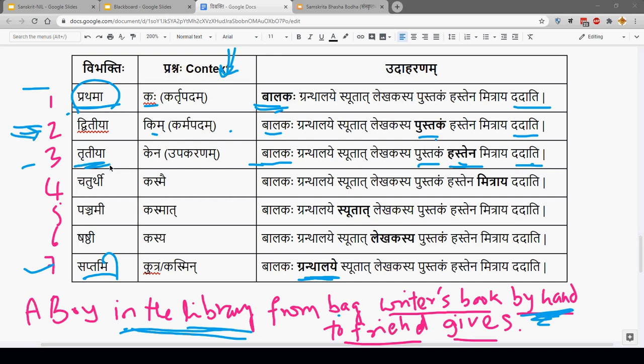Okay. So similarly the next one, okay, Giovanni again, read the same sentence. Yes, sorry. Balakaha grantalaye syutat lekakasya pustakam hastena mitraya dadati.